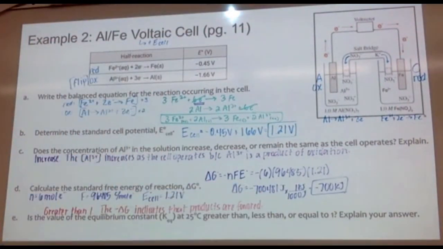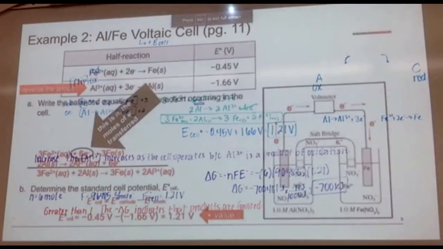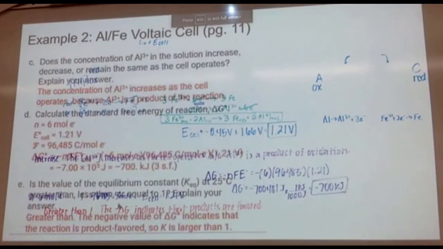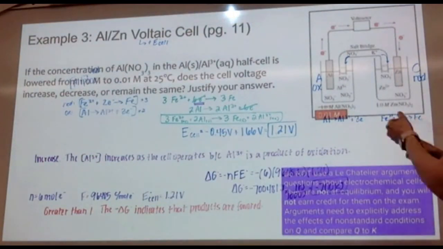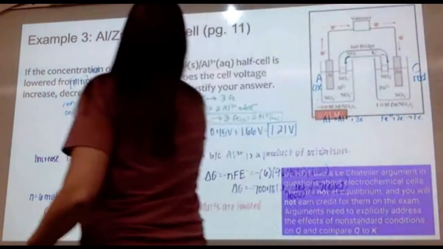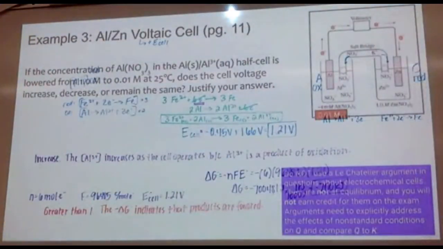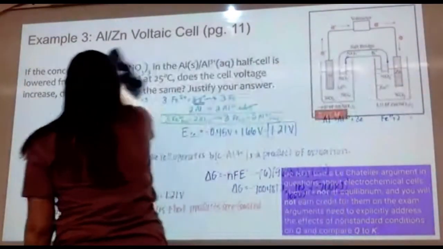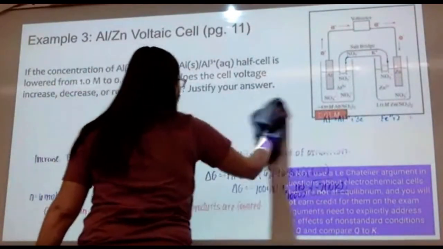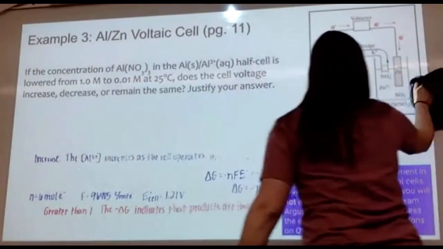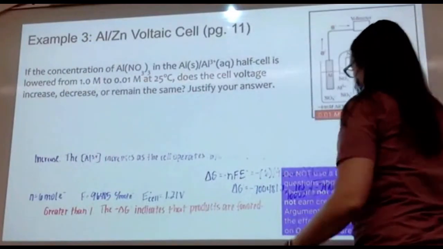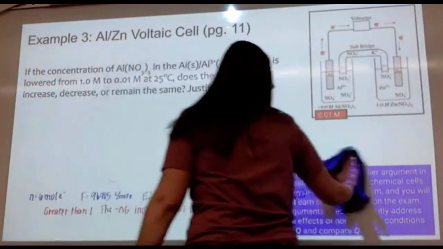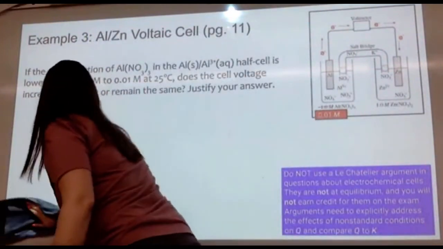All right, so we'll take a look at example 3. This was the longest example. And I have all of the answers in the Do Now slides as well. So if you want to go back and reference these at all, you can. So example 3 is just one question. And this says if the concentration of aluminum nitrate in the aluminum 3+ half cell is lowered from 1 molar to 0.01 molar. And I gave a picture in the diagram over here. What would happen to the cell voltage, so the cell potential?